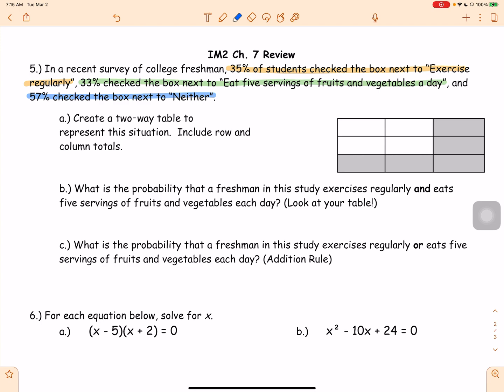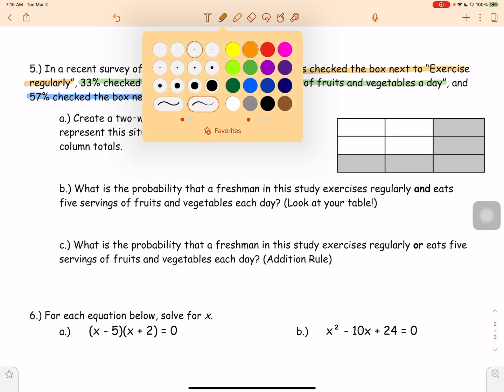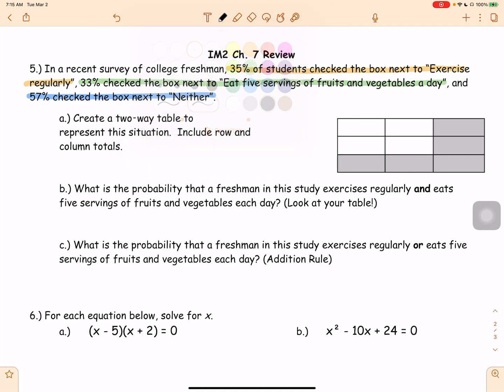Okay, so we know we're talking about students who either exercise regularly or they don't. Okay, and students who either eat the 5 servings of fruits and vegetables a day or they don't. So let's label that. So I'm just going to kind of simplify it down to exercise and then no exercise. And then we'll put 5 servings. Gotta write that a little bit smaller.